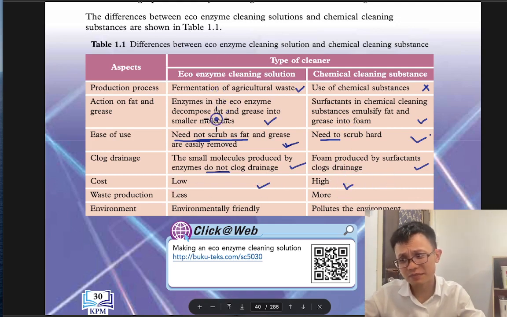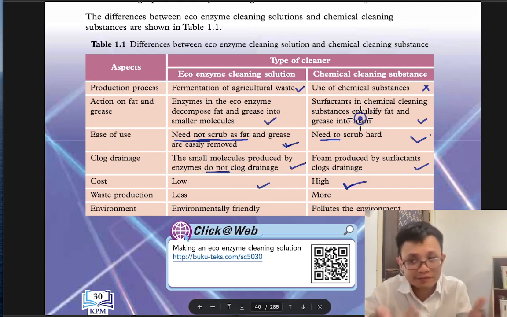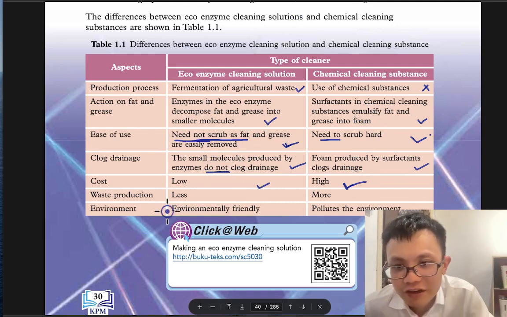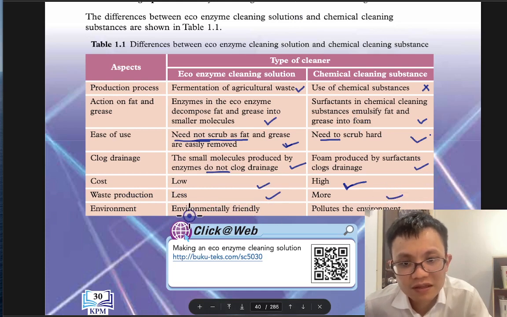Last time eco enzyme was quite expensive, but now eco enzyme is quite cheap, so you might want to consider eco enzyme. The thing I don't like is it has too little bubble, and when there is too little bubble, it's difficult to wash. But I don't know, the textbook says it can wash better, so I don't know. Waste production is less, it is more environmentally friendly.